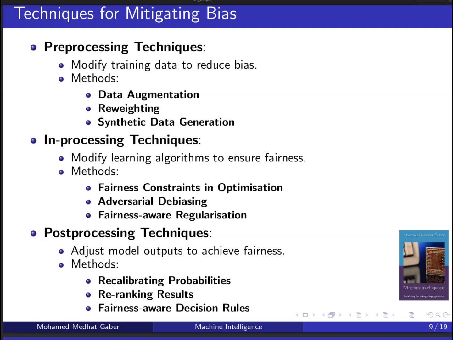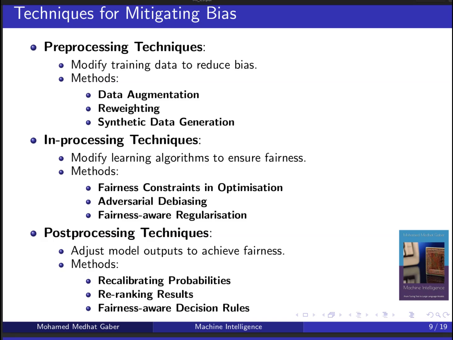Implementing bias mitigation strategies requires a nuanced understanding of the specific biases present and the context in which the AI system operates. Often, a combination of techniques yields the best results. By actively employing these methods, developers can create AI systems that make fairer decisions, promoting equity and reducing the risk of perpetuating societal biases.